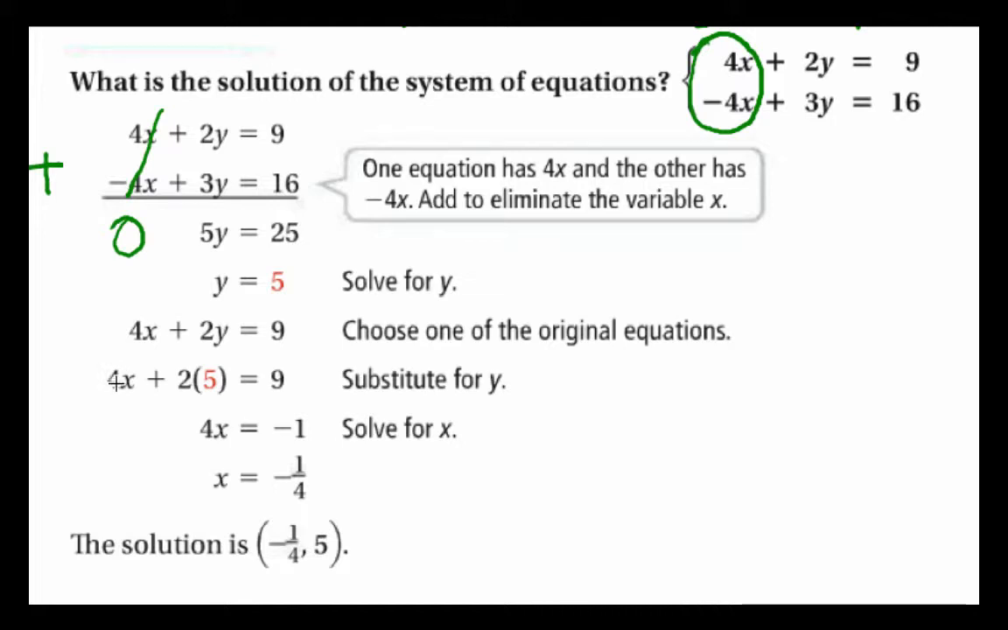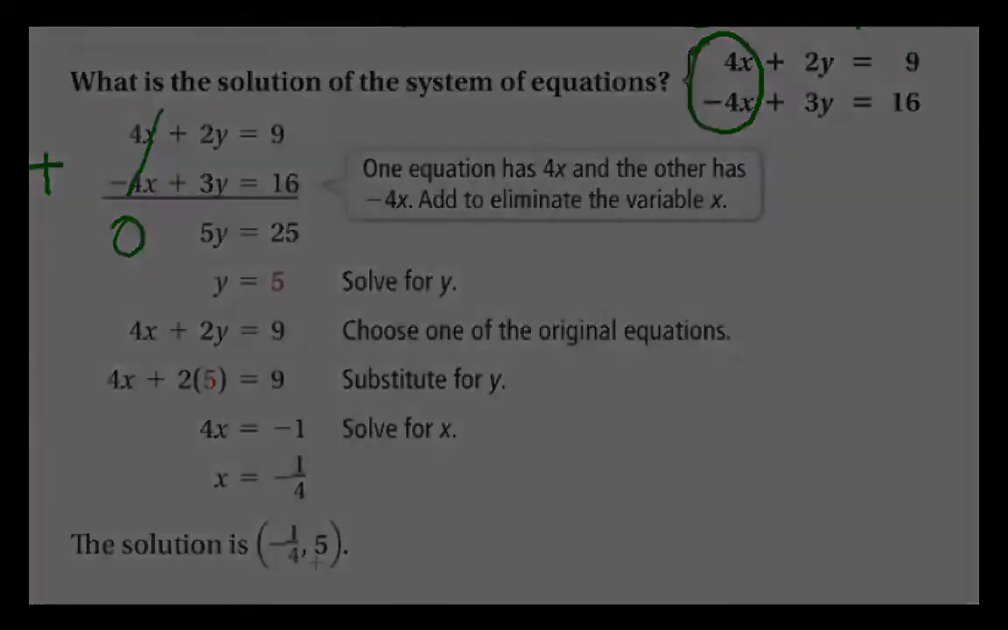Substitute 5 in for y. Solve for x. X is negative 1/4. So the solution to the system is negative 1/4, 5: x value negative 1/4, y value 5. And recall what this means. Always think back to the graphical interpretation of this. If I were to graph these two lines, they would have an intersection point of negative 1/4, 5.